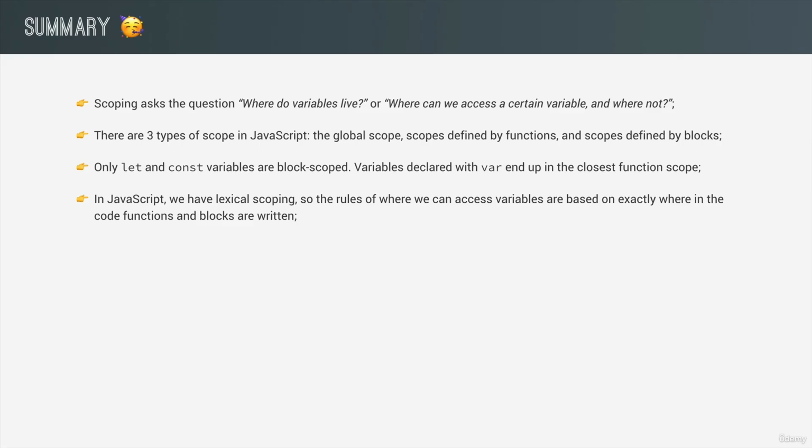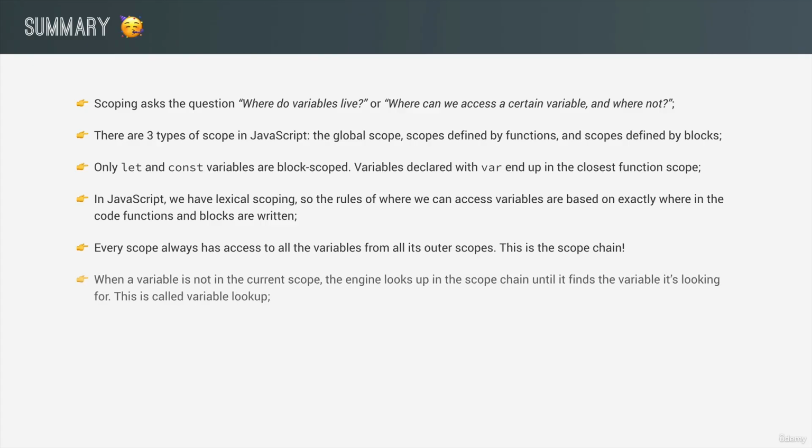And now let the magic begin, because every scope always has access to all the variables from all its outer scopes. And this is what we call the scope chain. When a certain variable is not in the current scope, the engine looks up in the scope chain until it finds the variable that it's looking for. And this process is called variable lookup.